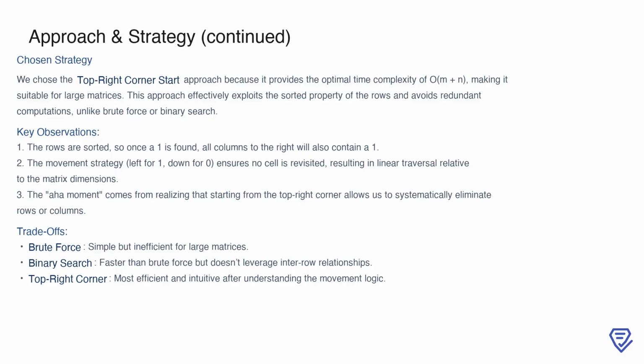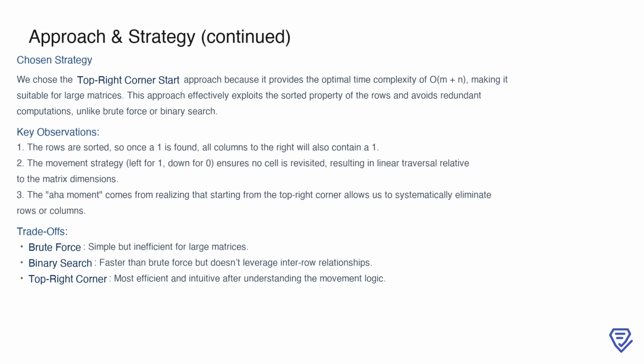There are a few key observations that make this approach so efficient. First, since rows are sorted, once we find a 1 in any row, all columns to the right of that position will also contain 1s. Second, the movement pattern, left for 1 and down for 0, ensures that we systematically eliminate rows or columns without revisiting any cell. The aha moment in this strategy comes from recognizing that starting at the top right corner allows us to explore the matrix in a way that balances both completeness and efficiency.